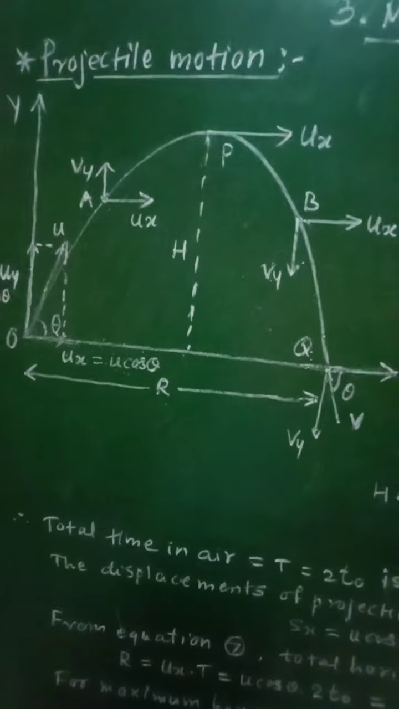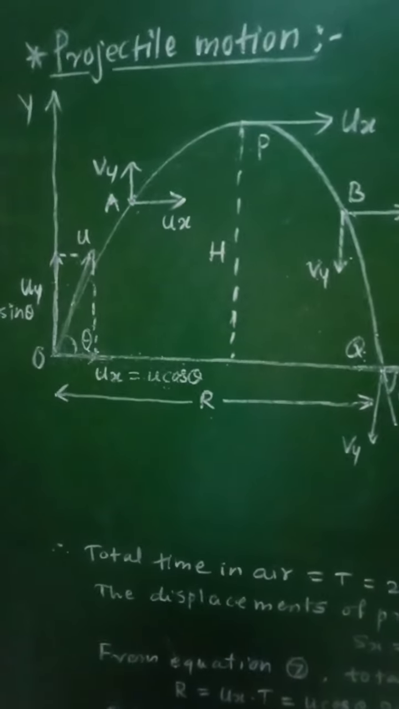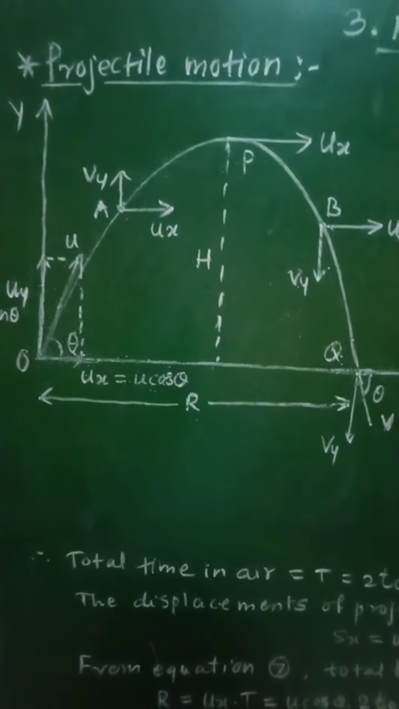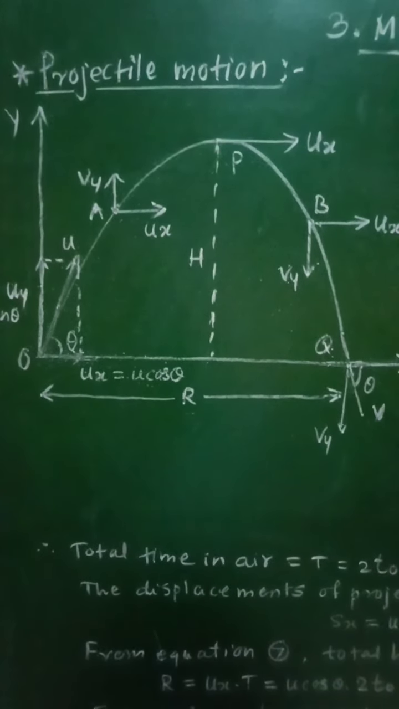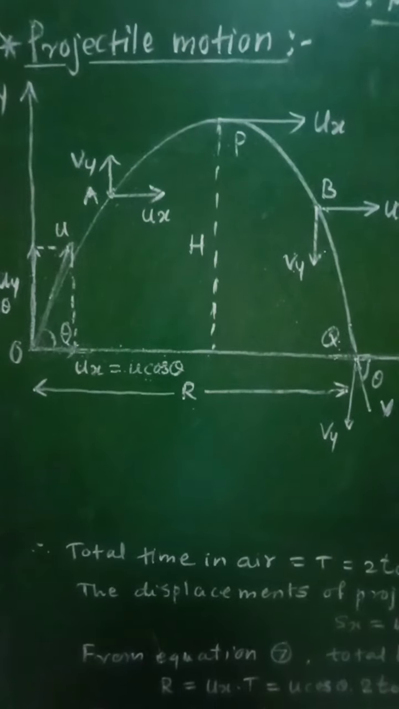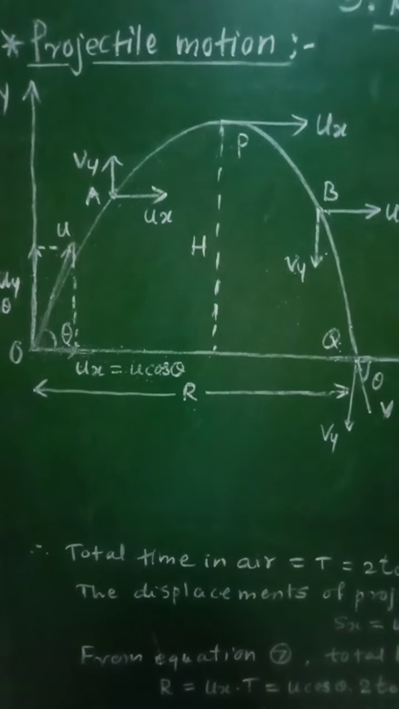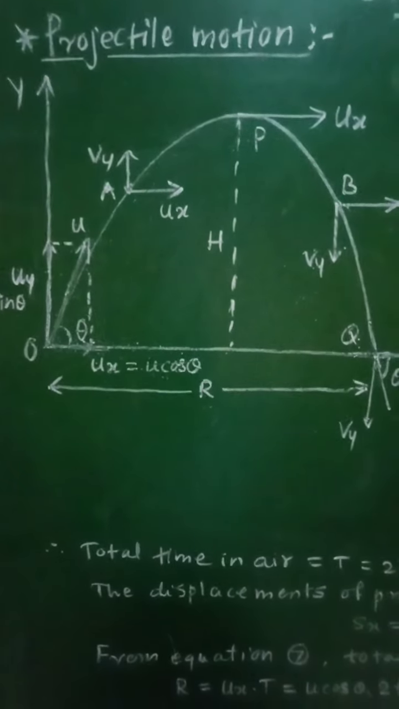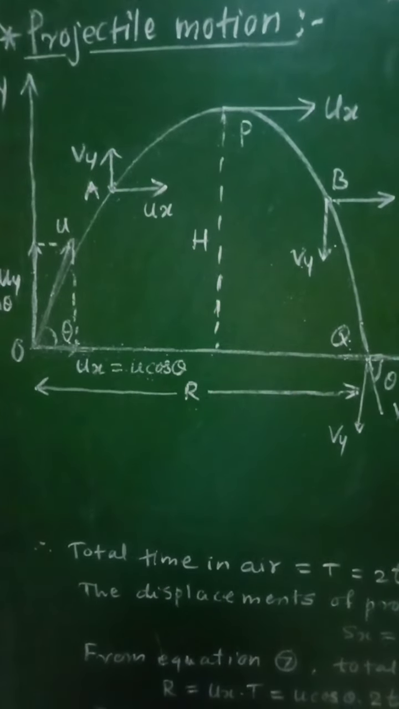So let us see first what is a projectile. An object thrown in air by making some angle with the horizontal and moving under the influence of Earth's gravitational field is called a projectile.